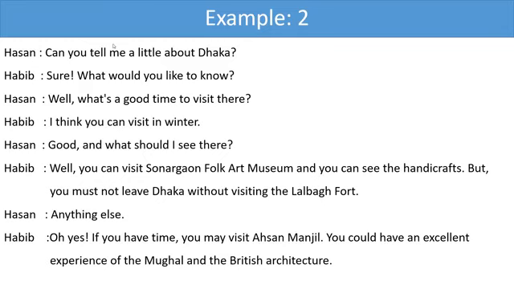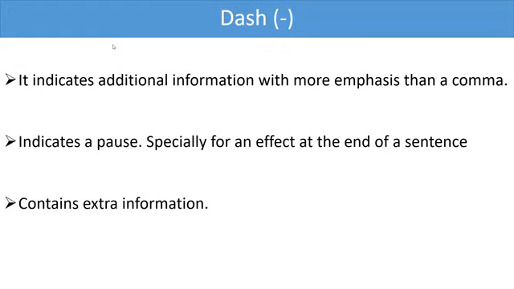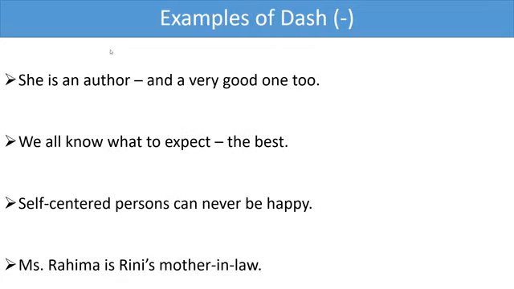There is another example. And now we are talking about dash. It indicates additional information with more emphasis than a comma. It indicates a pause, especially for an effect at the end of a sentence. Dash contains extra information. Examples of dash.